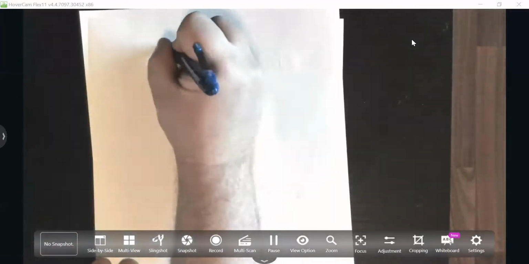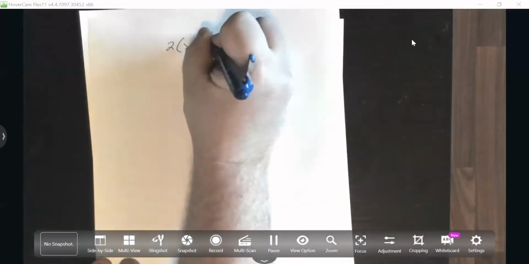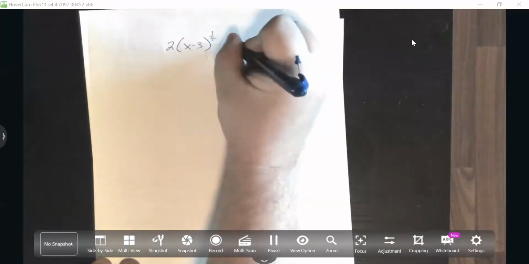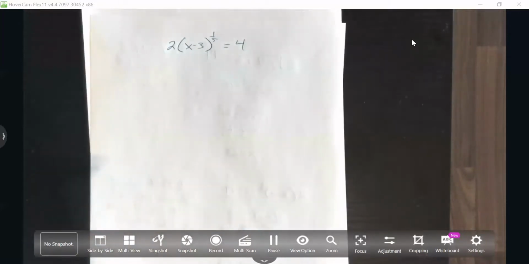So let's take a look at a different one. How about we do 2 times x minus 3 to the 1/5 equals 4. All right, so we have our basic process.